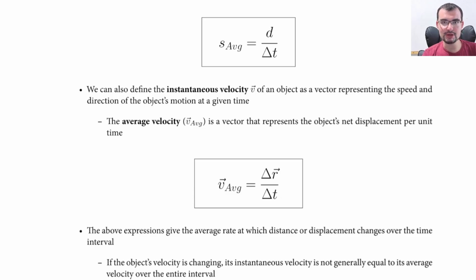Now, similar to speed, we can also define the velocity of an object as not just the speed, but also a vector with orientation. So not how fast are you, but how fast are you and in what direction. And the average velocity is defined in a very similar way. We just don't use the scalar distance, but instead the vector displacement.